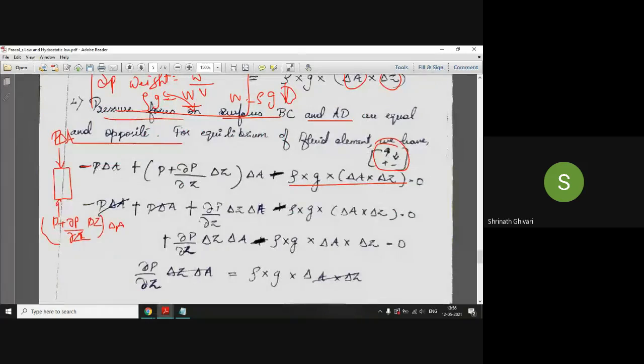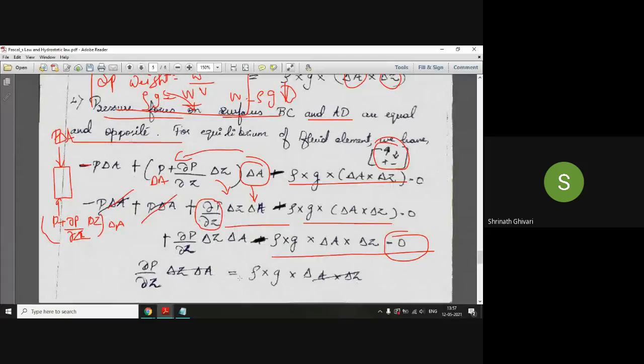Now I'll multiply delta A into this. So P into delta A, plus dou P by dou Z delta Z into delta A. Now the brackets are opened, so this minus P delta A and this plus P delta A get cancelled. What remains is dou P by dou Z delta Z delta A minus rho g delta A into delta Z, equal to 0. Now I'll take this side to the opposite side.